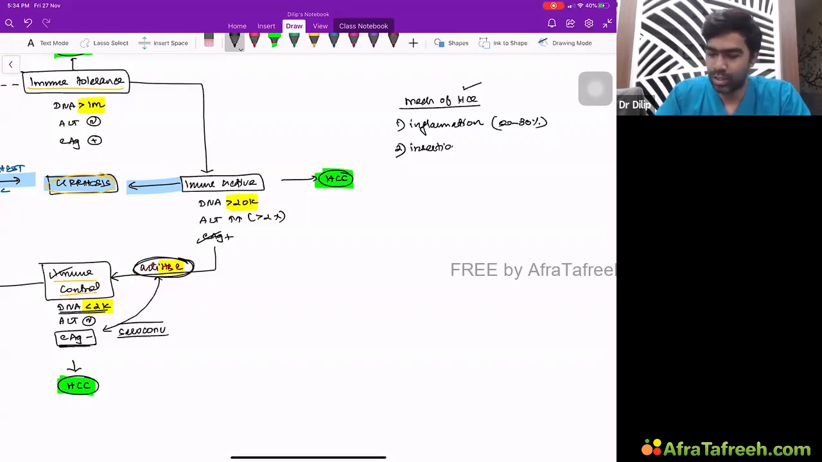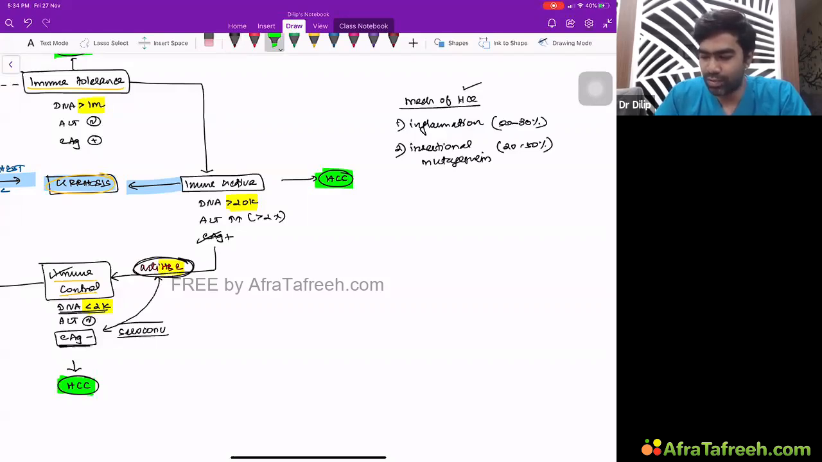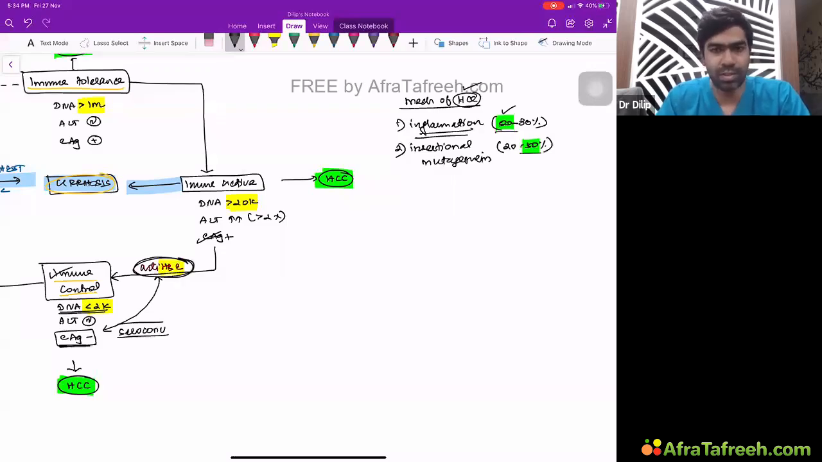Insertional mutagenesis. The numbers are variable. That's why I'm telling values in ranges, like 20 to 50% is what some books quote, and some books even tell 50-50: 50% is due to insertional mutagenesis and 50% is due to inflammation. But in reality, suppose in an exam they ask you what is the most common reason for development of HCC in hepatitis B infection, it's always inflammation. That's what you have to tell. But there are a lot of books like Schiff which tell 50-50 chances, which means 50% is due to inflammation, 50% is due to insertional mutagenesis.